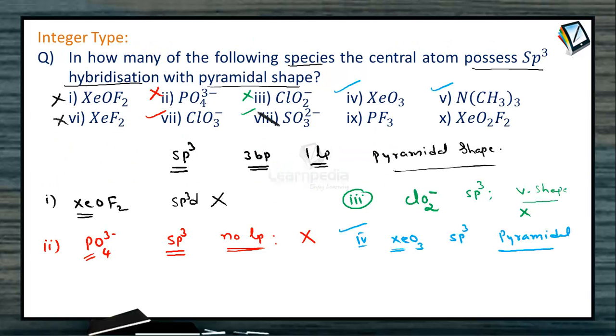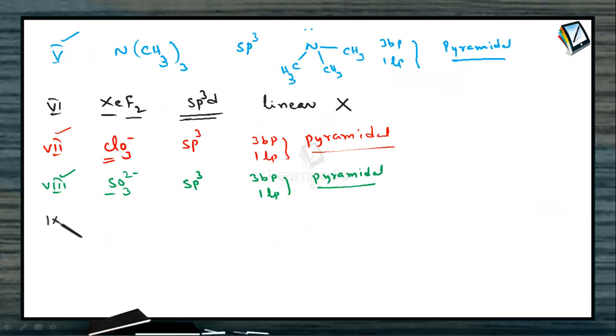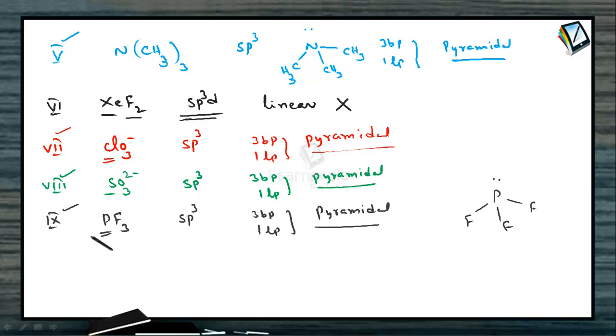Then we have PF3, the 9th one. In PF3, a 5th group element is the central atom phosphorus and then we have 3 monovalent fluorines, 5 plus 3, 8 by 2, 4, sp3 type of hybridization. And the central atom phosphorus is connected to 3 fluorine atoms like in ammonia, and then the lone pair of electrons. So therefore again we find 3 bond pairs and 1 lone pair, therefore pyramidal shape. So the ninth one is right.